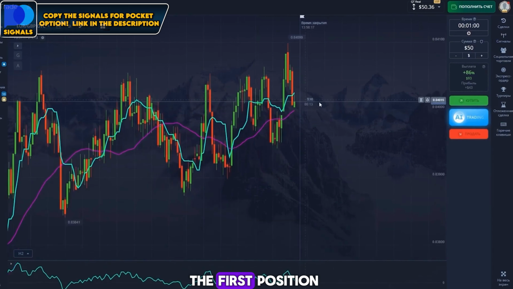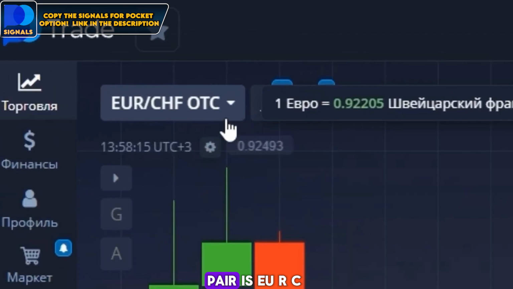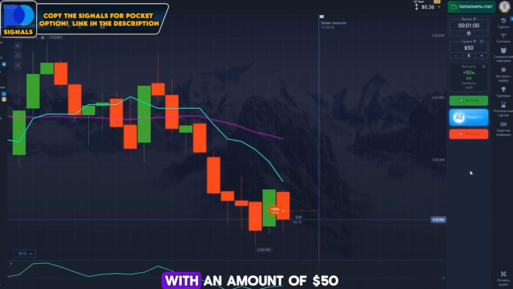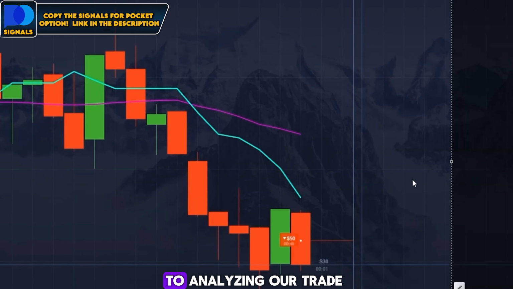Let's find and place the first position. So, our first currency pair is EUR/CHF OTC. Here we take a deal to go down for 1 minute with an amount of $50. Now let's move on to analyzing our trade.